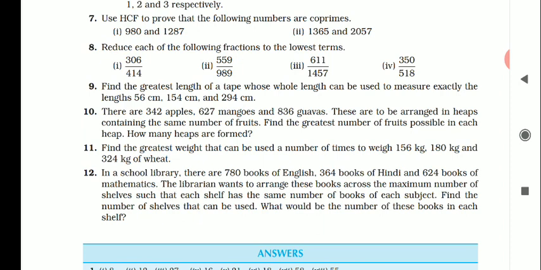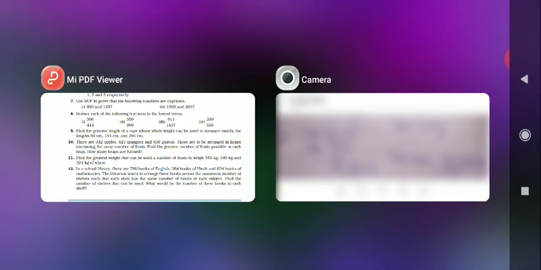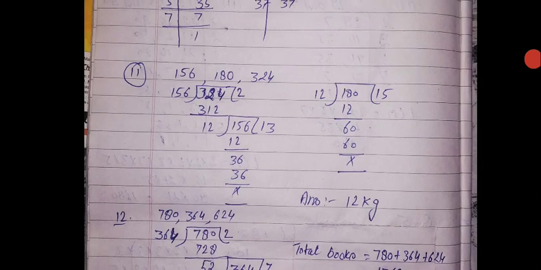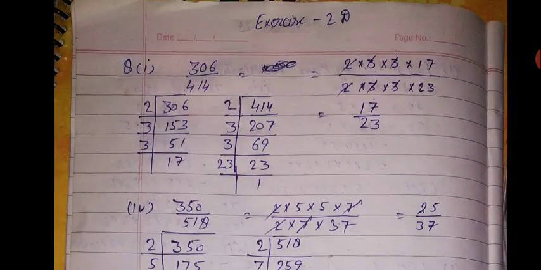First I am reading question number 8. Reduce each of the following fractions to the lowest term. The first question is 306 divided by 414. We will find the lowest term in this manner. First we will write 306 divided by 414 and find the factors of 306.